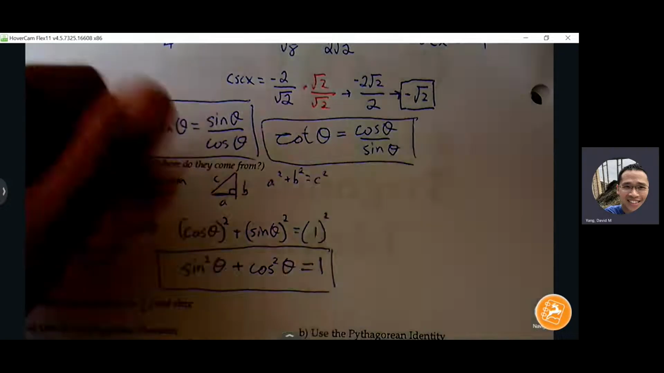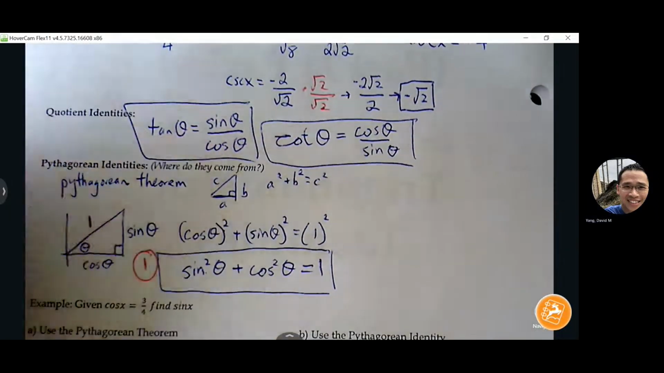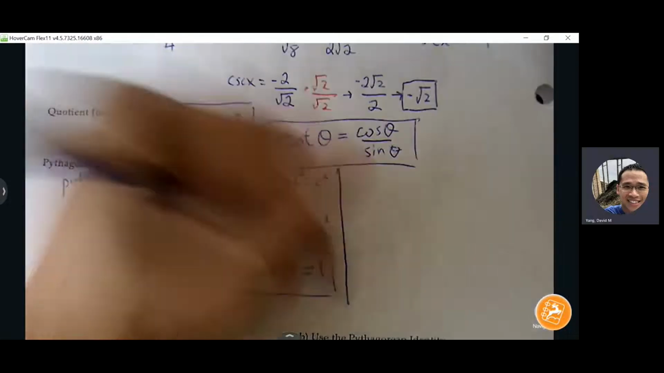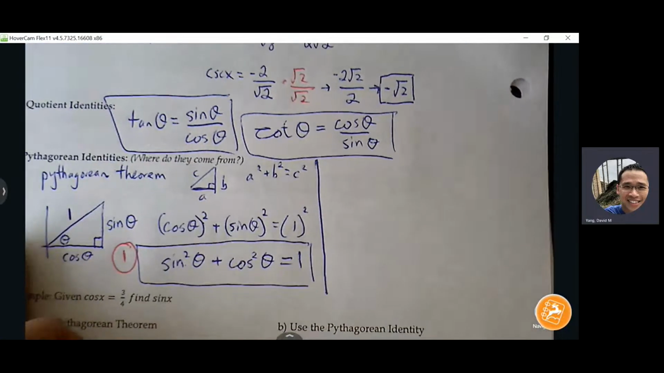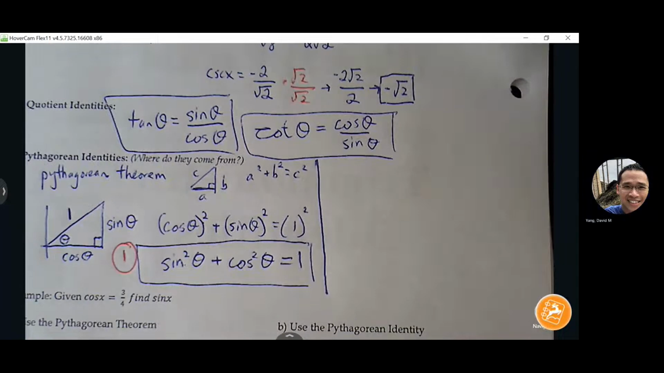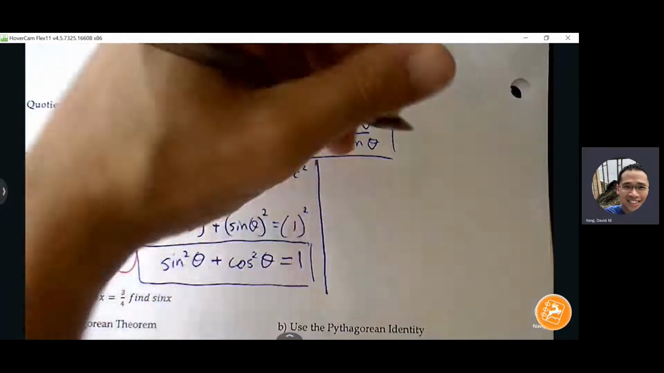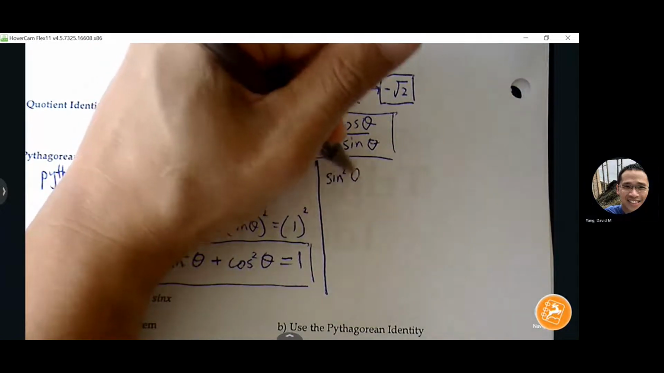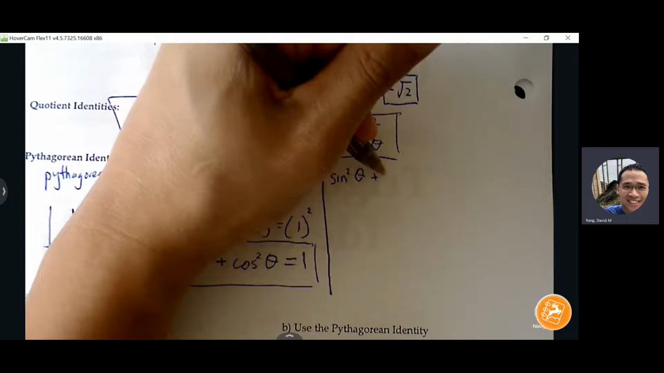Okay, there's 3 of them. This is one trig identity. There's 2 more, and let me show you how to get to those other 2 without having to memorize them. So here's how we can build the second one. You start off with your original Pythagorean identity.